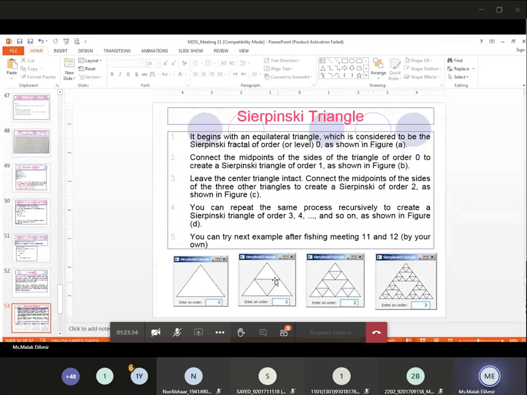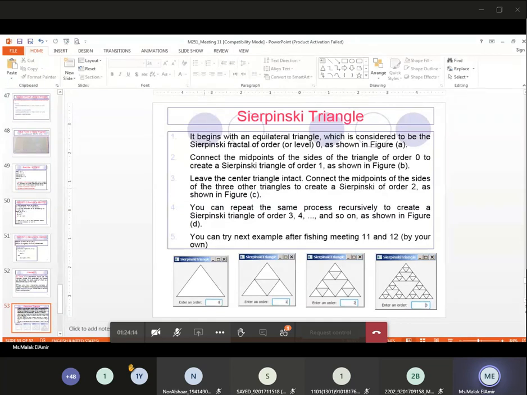I'm not using it many times. So here I put the middle and connect. Here, middles and connect. Here, middles and connect. Here's middles and connect, and so on. So leave the center of the triangle intact. Connect the midpoints of the sides of the three other triangles to create a new one in order 2. You can repeat the same process recursively to create these triangles in orders 3, 4, and 5, and so on.